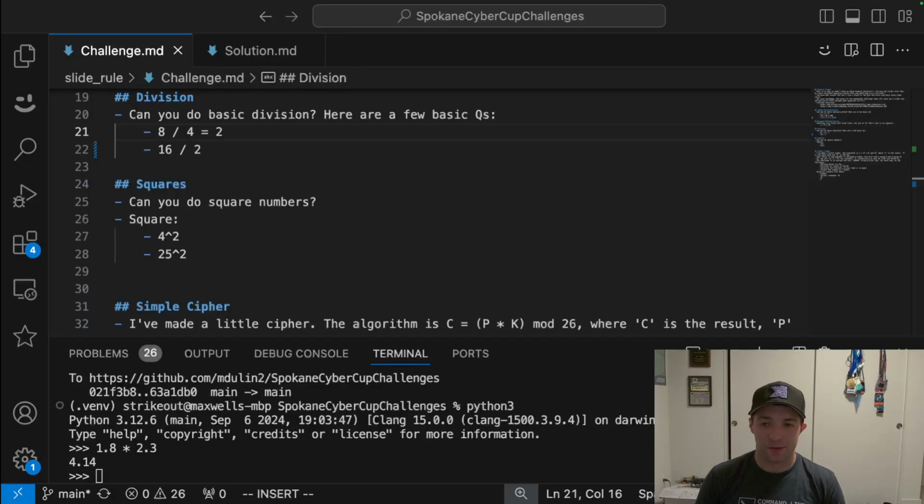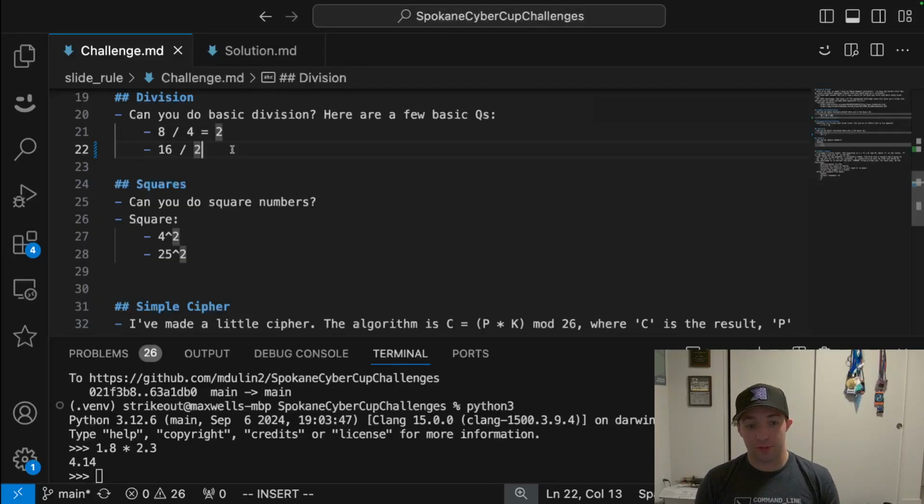Hey there, it's Max. This is the Spokane Cyber Cup solution guide for the 6th year, and we're going to talk about the slide rule challenges. In particular, we're going to talk about how to do division. Like multiplication, there are two unique cases. With multiplication, there was wrapping and non-wrapping, and in this case, there is the same. There's wrapping and non-wrapping, otherwise known as regular and underflow, and I'll probably use that terminology from here on out.